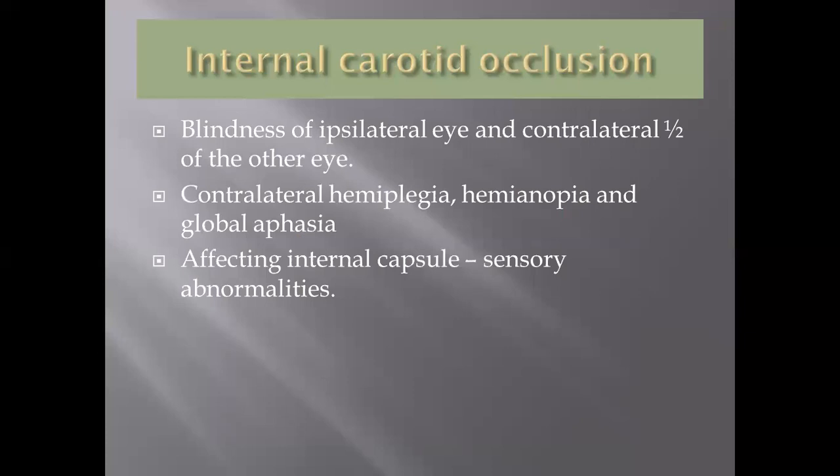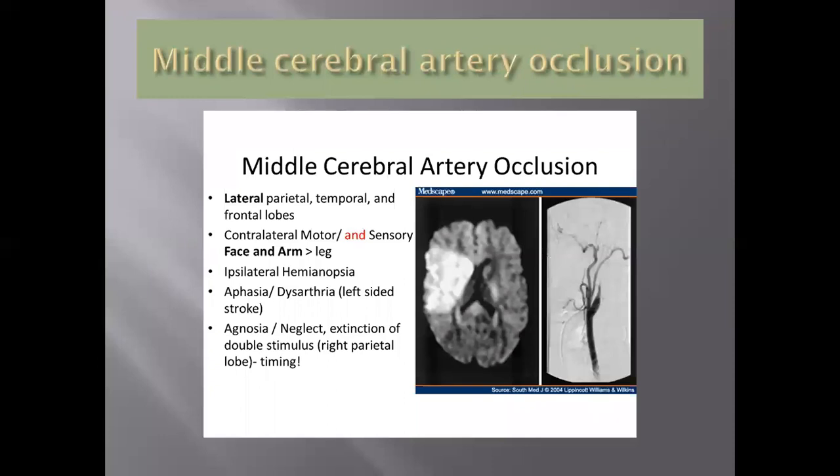So this is an internal carotid occlusion where you have blindness of the ipsilateral eye and contralateral half of the other eye. Then you may have contralateral hemiplegia, hemianopia, global aphasia, whereby you affect both the Wernicke's and the Broca's area, which are the receptive and the expressive speech areas, respectively. Then you may have sensory abnormalities due to the internal capsule being affected, right? And this is what I was trying to describe.